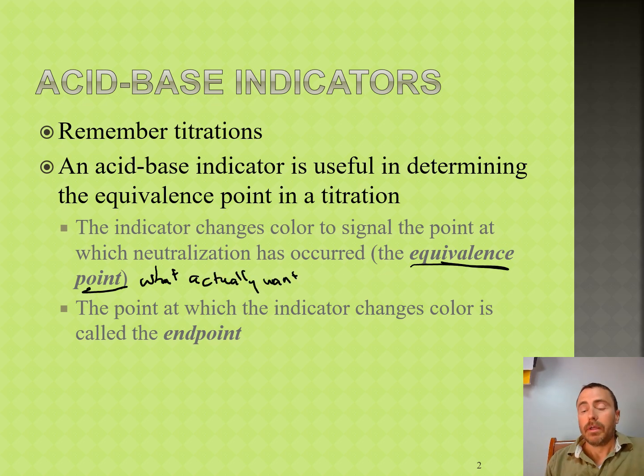What tells us when that happens is usually something that we call the end point, and that's when our indicator changes color. Now, we have to pick the right indicator so that it changes color at the equivalence point. They don't just do that magically. We are picking the correct indicator. So don't confuse equivalence point with the word endpoint. They are different definitions. Know the difference between those two definitions. They are not interchangeable.